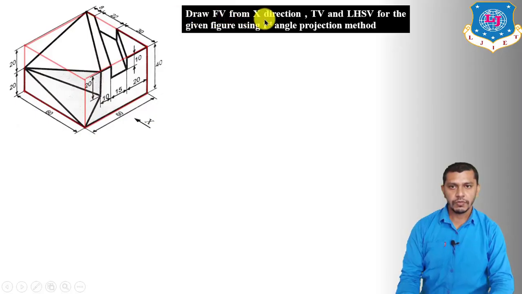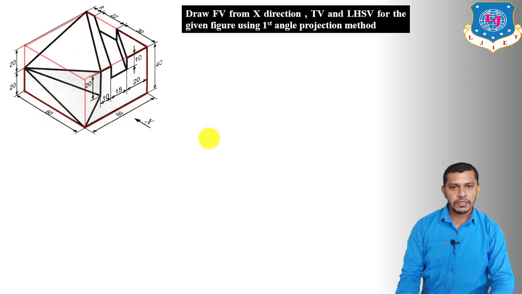Let's see another example of orthographic projection. Draw the front view from the x direction, the top view, and the left hand side view for the given figure using the first angle projection method. So again, we are going to use the first angle projection method. Observing this object from the x direction, that means we will take the front view from the x direction. Thereafter we have to draw the corresponding left hand side view and the top view of the object.